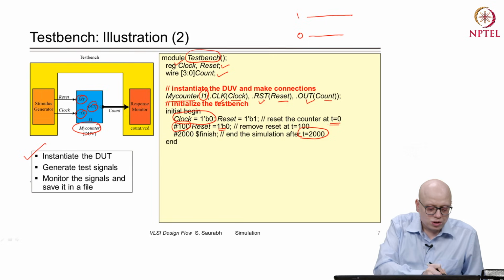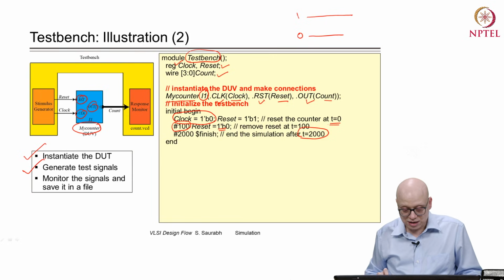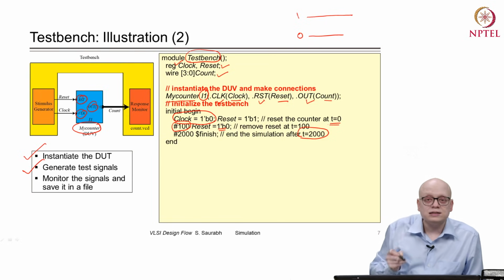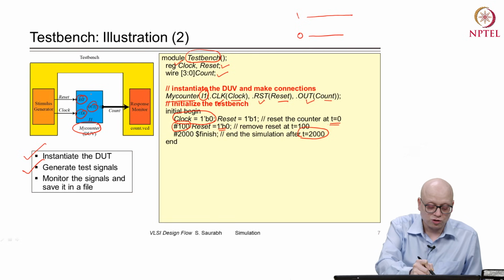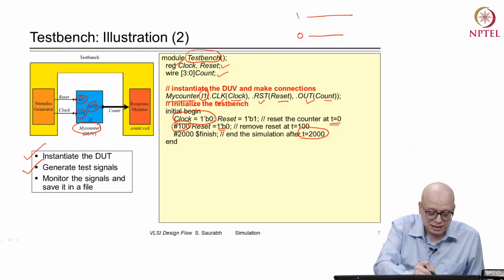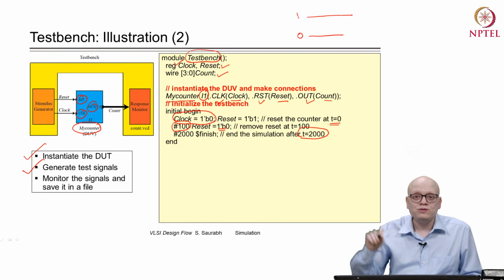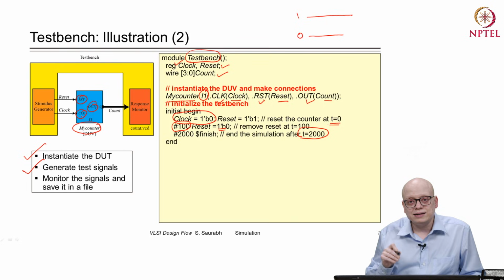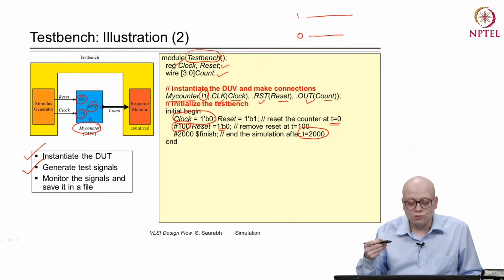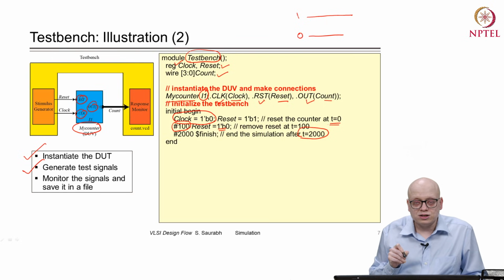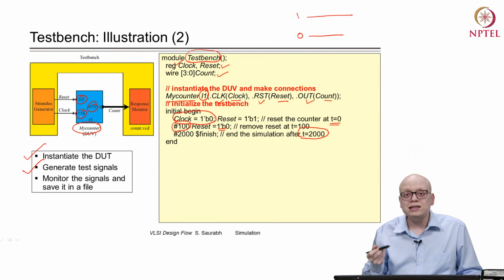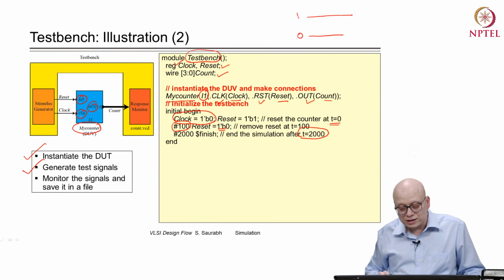Now, the next step is to generate the test signals. In this case the test signal is only the clock signal. There are two input signals for this design under verification, that is reset and clock. We must deassert the reset, then only the actual operation of the counter will work. And then the input signal that must be given to the counter is the clock signal. Now, we have to generate that clock signal inside our test bench.